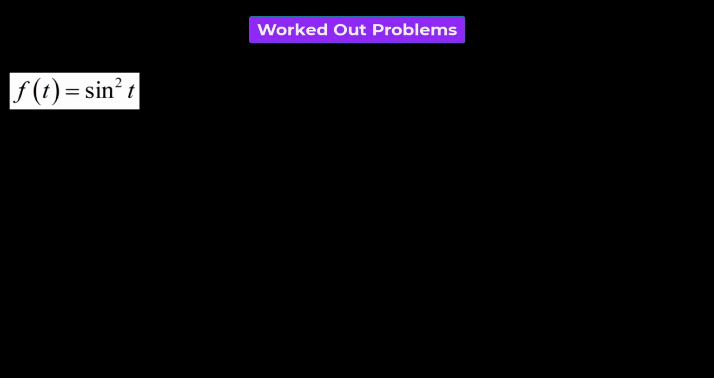So here we have the function sine squared t, and we need to determine the Laplace transform of the given function. Now before that, we are going to simplify the given trigonometric function. So we are going to use the identity that cosine of 2t is equal to 1 minus 2 sine squared t. So if we are going to only use the sine squared t function, we can rewrite it as sine squared t is equal to (1 minus cosine of 2t) divided by 2.